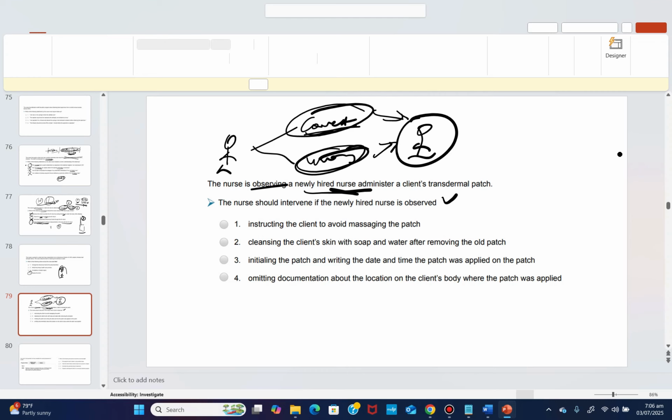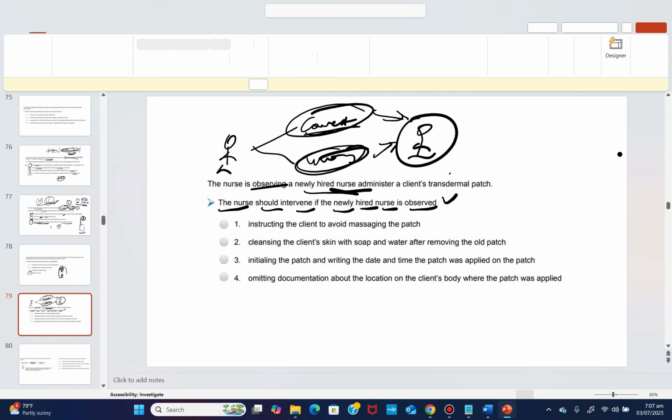Now look at what the examiner is saying. The examiner is saying the nurse should intervene if the newly hired nurse is observed doing something. Now, why do you want to intervene in the first place? You don't intervene if the nurse is doing everything the right way. You only intervene when there's a problem. So it means that there's a problem here. That is the reason why we are trying to intervene in the situation. Because at the end of the day, if we are observing the staff member and they are doing everything right, all I need to tell them is, great, you did a great job. Simple. But now if I'm trying to intervene, it means that there's a problem. So let us look for the problem.